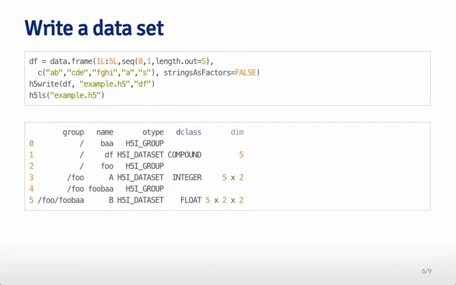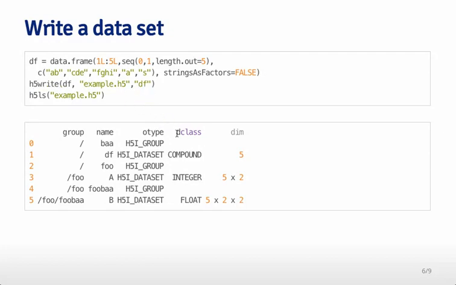So we can write a data set directly. Also, we can write a data set to the top level group, and the way that we do that is, suppose we create a data frame like this with the df command. So now we have this data frame up here, and what we can do is use the h5write command to write that data frame directly to the top level group.